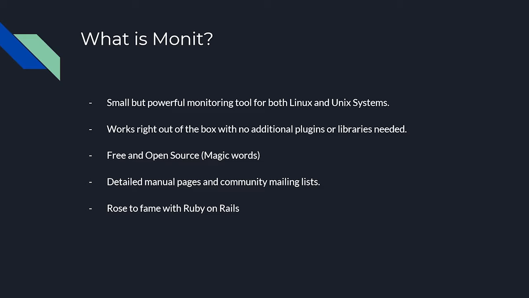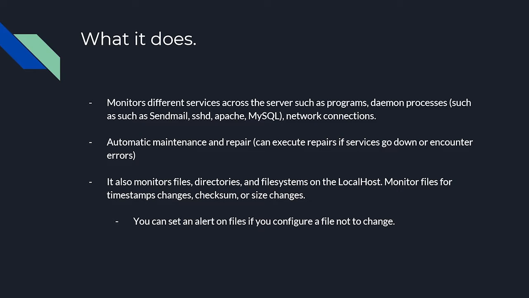So Monit originally rose to fame and became popular with the use of Ruby on Rails websites, and that's because a tool was needed that could manage many identical processes that need to be run on scalable Ruby on Rails sites, and Monit fit the bill in that case because it can monitor many processes. It can do automatic restarts on different services that might be failing and stuff like that, but I'll talk about that in a minute. So what exactly does it do?